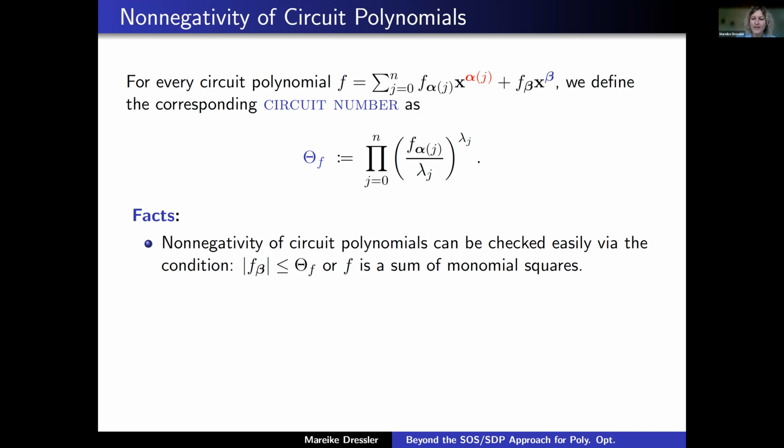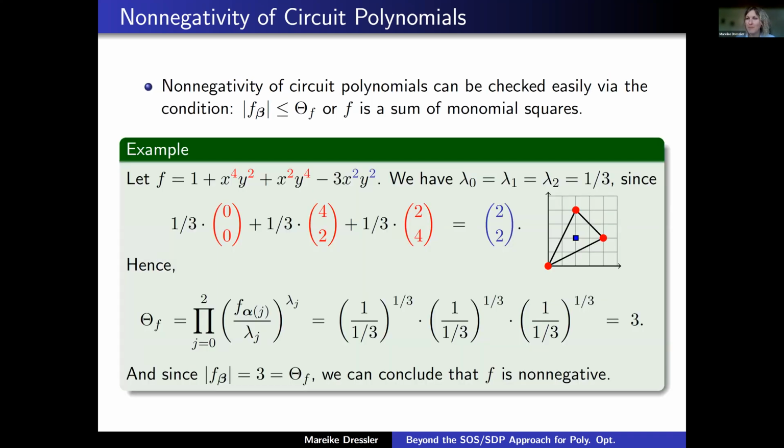All right, to make things a little bit more concrete, here is an example of how to use it. So let's consider the Motzkin polynomial and assume we would not know that it is non-negative. But we know it is a circuit polynomial, right? We just convinced ourselves it is a circuit polynomial, so we can use this fact to check whether it is non-negative or not. So we first have to compute the barycentric coordinates. We have to write this interior point (2, 2) as a convex combination of the vertices. And we find that the barycentric coordinates here are all 1/3.